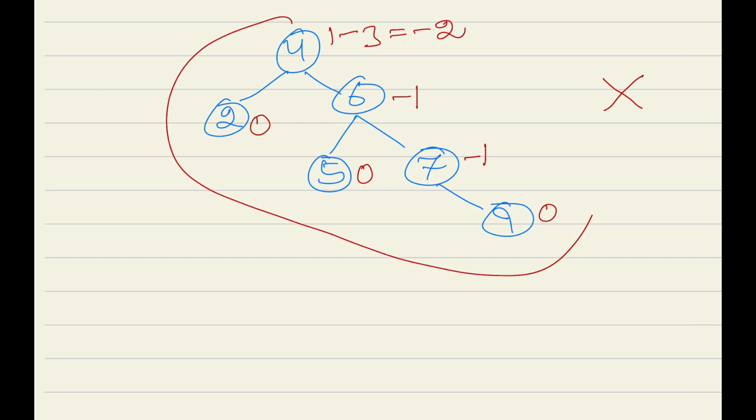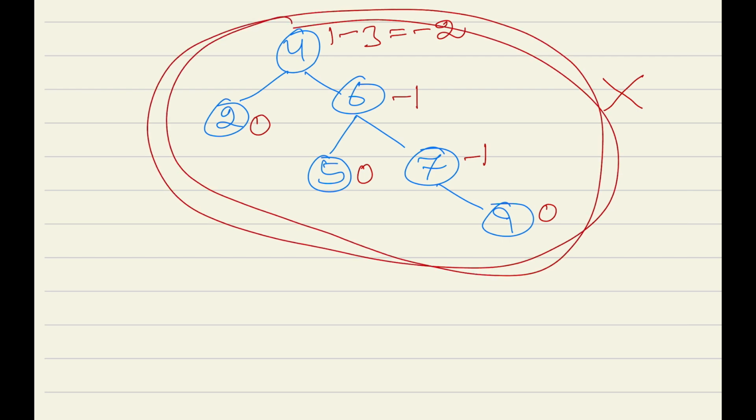This one is not an AVL tree, because here for node 4 the balance factor is -2, but in an AVL tree the balance factor will be -1, 0 or +1. As in this example the balance factor of the root node 4 is -2, we can say this tree is not an AVL tree.